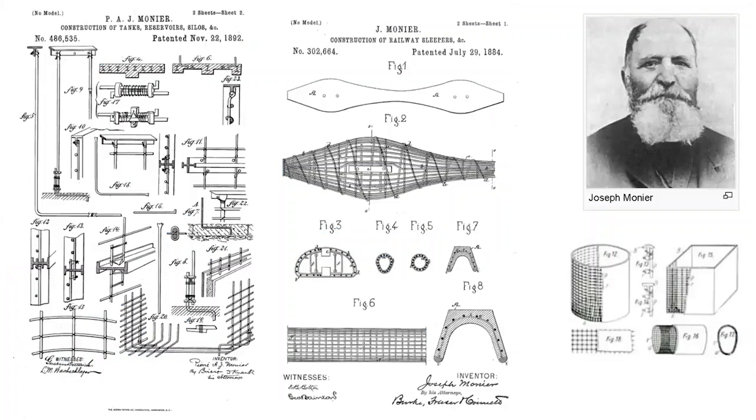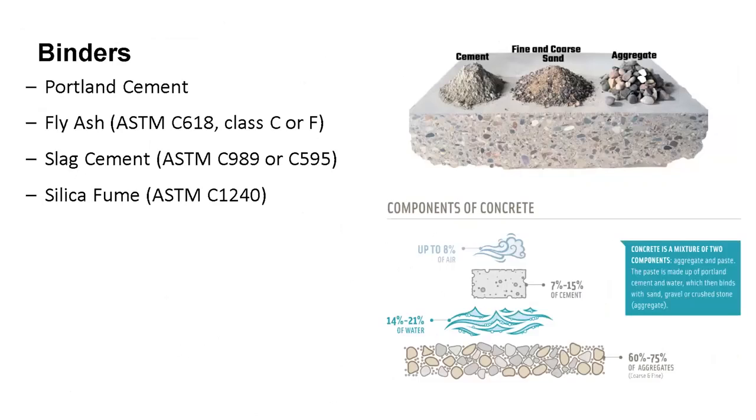And shortly after that, Joseph Monier, who made clay pots, interestingly, was interested in making pots out of concrete, but they kept breaking on him. So he added steel bars, steel hoops to prevent them from breaking. And that was the first reinforced concrete in the late 1800s.